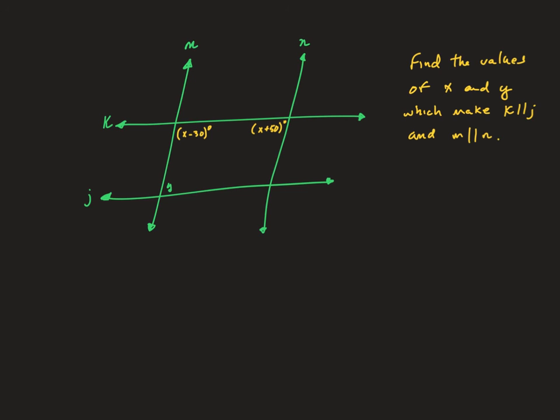And with another example, as we look at this next example, it says find the values of x and y which make j parallel to k and m parallel to n. So I am looking for values of x and y which would make m parallel to n and k parallel to j. Well, if m and n were parallel and they were cut by the transversal k, then this angle and this angle would be same side interior angles, and I know that these two combined would be equal to 180 degrees. So I can write that equation.